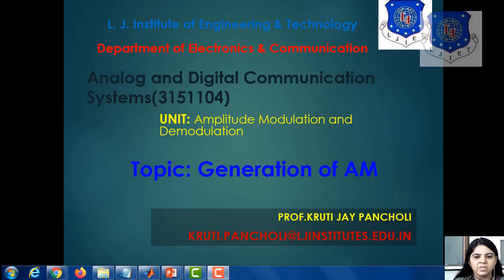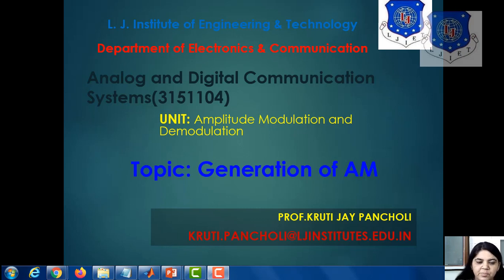Today you will learn about generation of AM in MATLAB. As you know, what is amplitude modulation? We learned the formula, and how to find the modulation index, Vm by Vc. We have also calculated the bandwidth and seen the sideband calculations. We have also seen the cases where the modulation index, small m, is equal to 1, less than 1, and greater than 1.